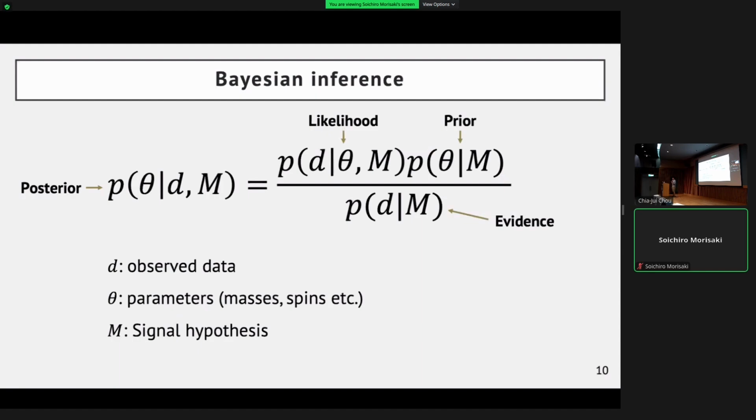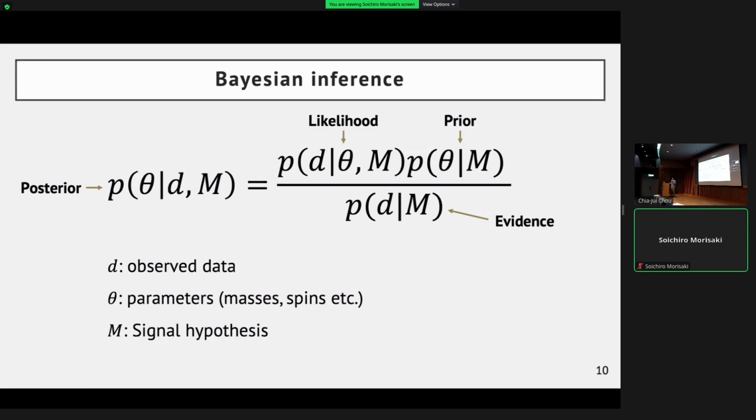Next, I will explain how to compute the probability density function of those parameters. To do that, we typically use a Bayesian framework and compute the Bayesian posterior probability distribution, which is the probability of obtaining some certain source parameter values, denoted by theta, conditioned on observed data denoted by D, and conditioned on a certain signal hypothesis denoted by M.